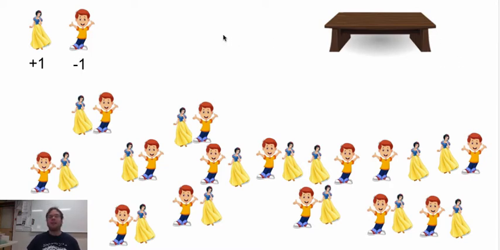Look, there's no one at the punch table. So that means I have 0 people at the punch table, right? Pretty much there's nothing there, so 0, or we don't have to write anything. So there's 0 at the punch table.